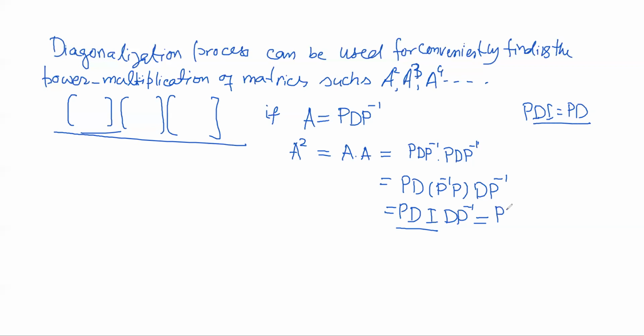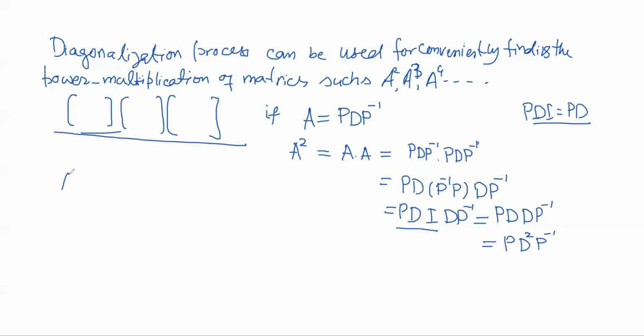so P D I is equal to P D, and I is removed. Then we have D and P inverse. Now D into D can be written as D square, so we get P D square P inverse. So A square will be P D square P inverse. If we want to find A square, we need to find P, D and P inverse, and then A square is simply P D square P inverse.